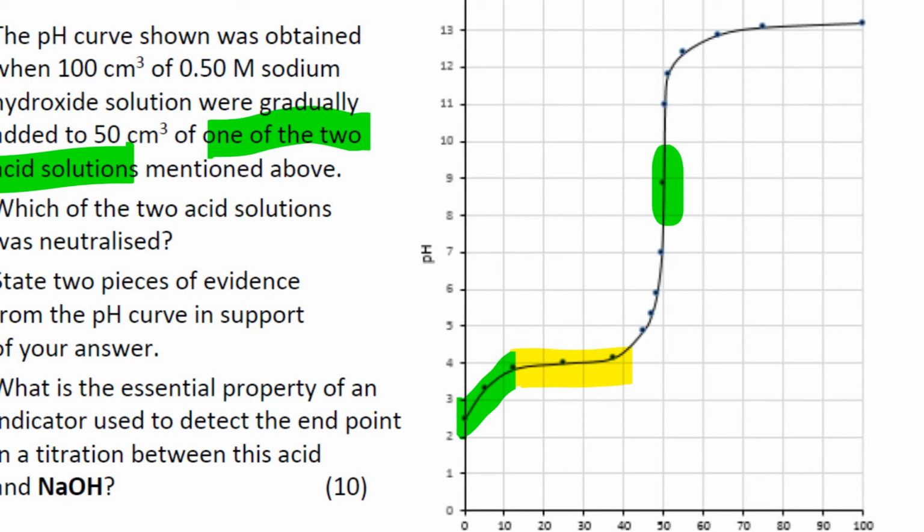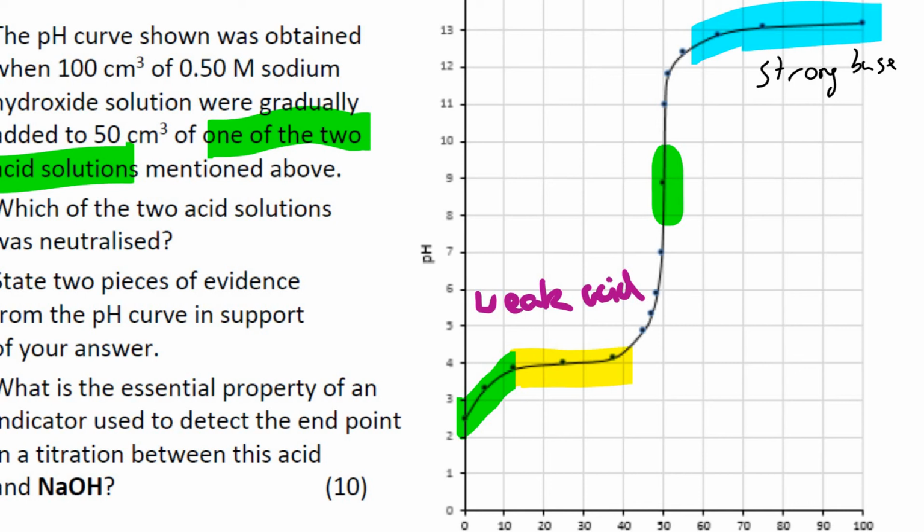So this means you started with a weak acid. It finishes up around a pH of 13. So this means you're adding a strong base. We know we've added sodium hydroxide. If the reaction finished at a much lower level, you'd be dealing with a weak base. Likewise, if it started at a much lower pH, you'd be dealing with a strong acid.